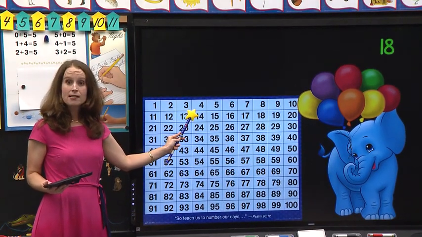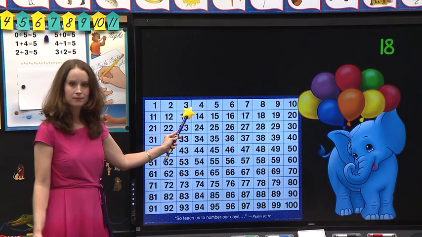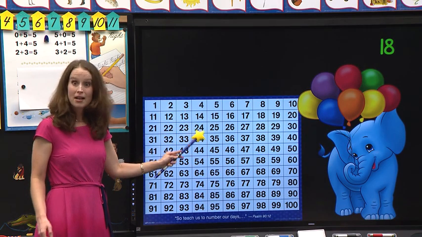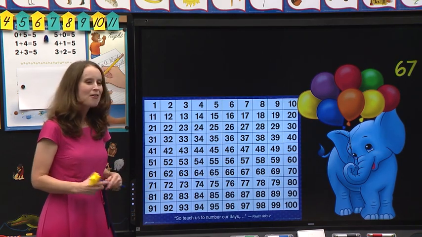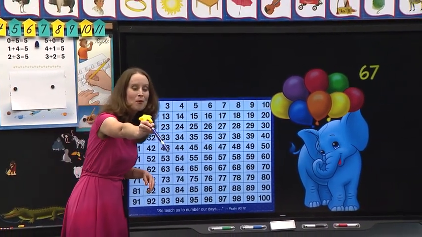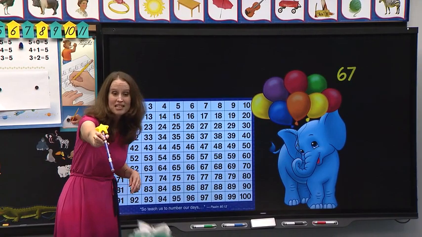4. Greater or less? Less. Why? Because you have to travel backward. I do. I go backward, which means it's smaller. Let's do another one. Ava, come point to it on our chart while Benjamin tells us this number.